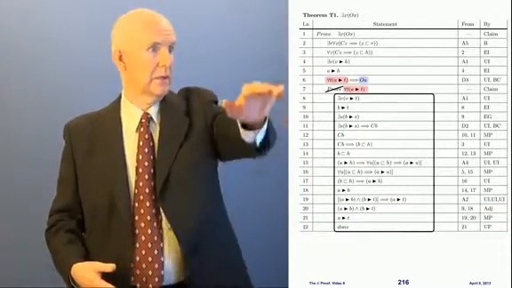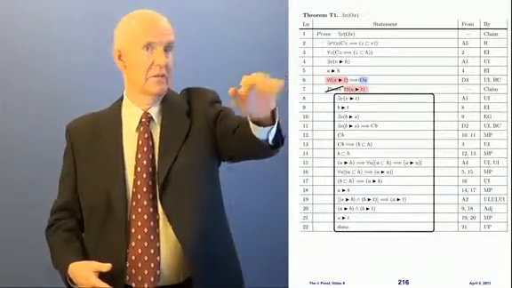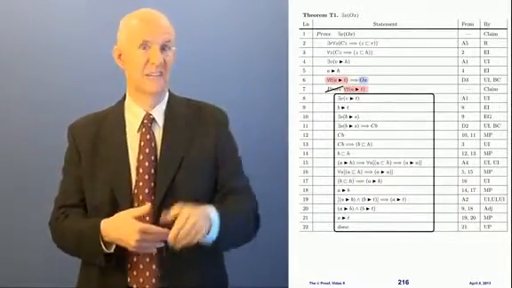Now what? Well, look at this. Look at lines 6 and 7. 6 says pink implies blue, and 7 says pink.